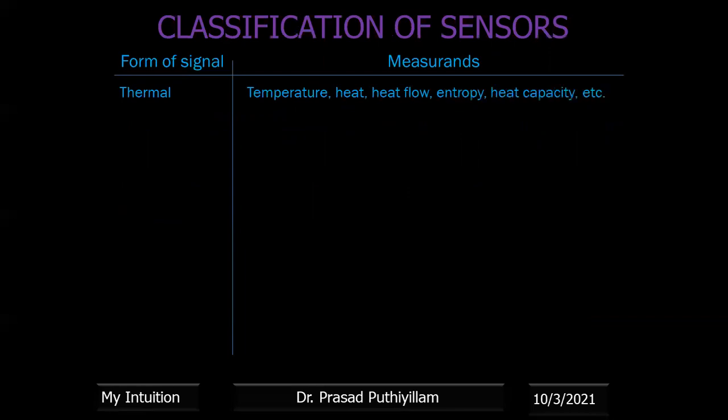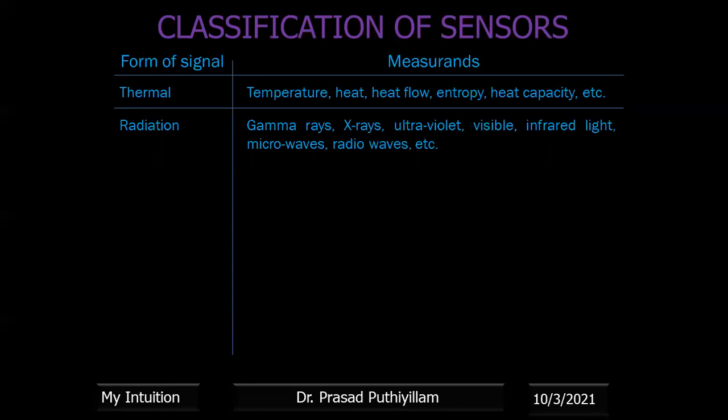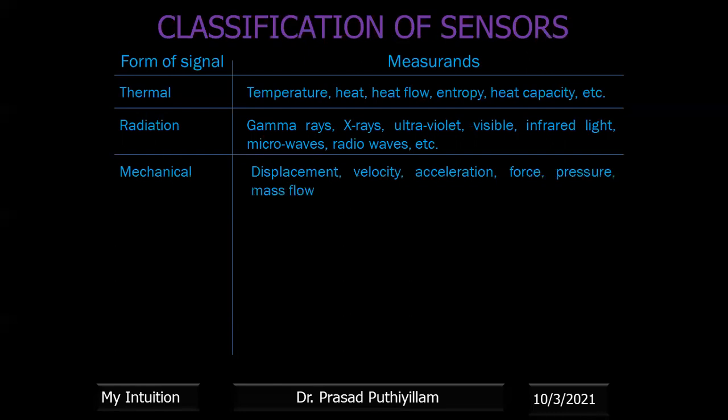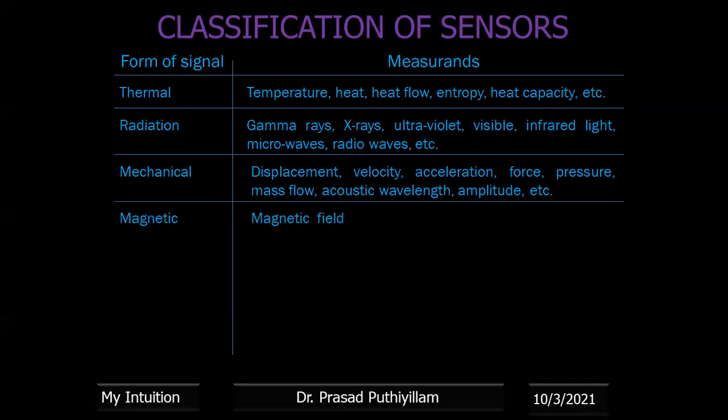That was the introduction to sensors. Classification is based on the measurements or the signal used. We can classify a thermal sensor, which detects temperature or heat flow; entropy and heat capacity can also be measured. A radiation sensor can be used to detect gamma rays, X-rays, ultraviolet, visible, infrared, microwave, radio waves, as well as their qualitative and quantitative measurement. Mechanical sensors are mainly used to measure displacement or velocity, acceleration, pressure, force, wavelength, acoustic wavelength, amplitude, or mass flow.